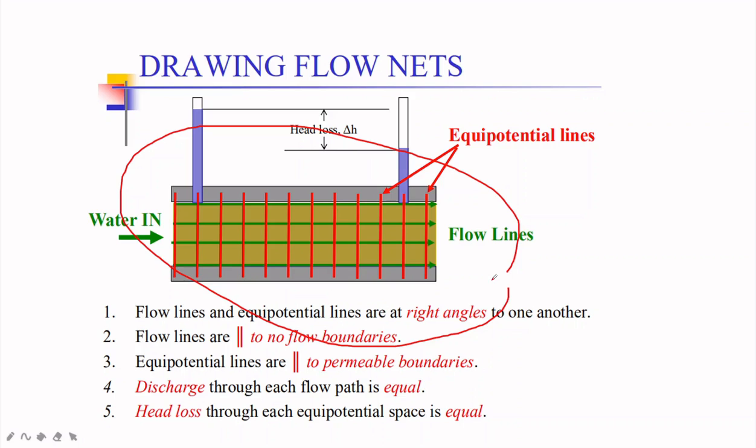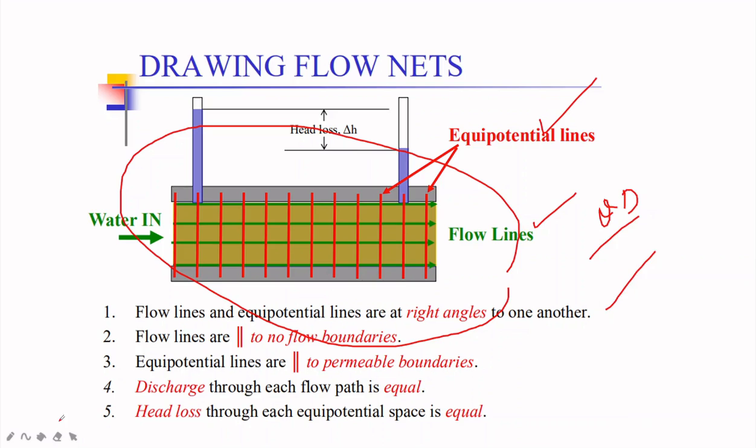A flow net is a grid obtained by drawing a series of equipotential lines and stream lines or flow lines, is called a flow net. A grid obtained by drawing a series of equipotential lines and flow lines is called a flow net. Okay, the flow net is an important tool in analyzing 2D irrotational flow problems. You have to remember these two points only.